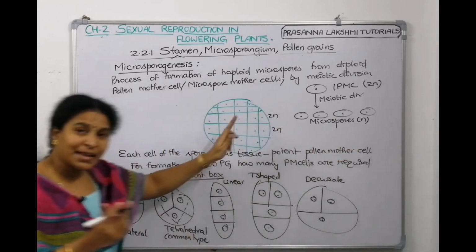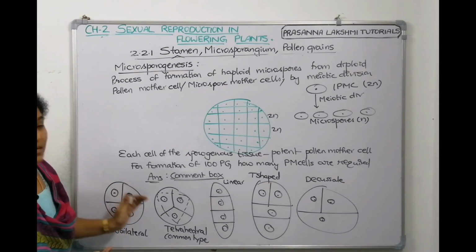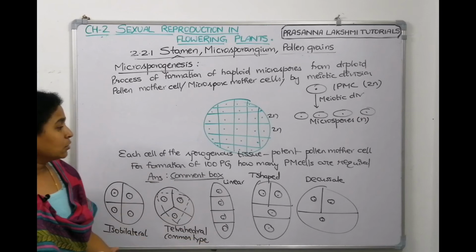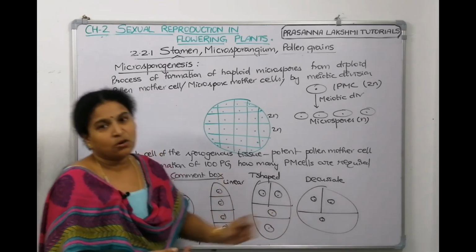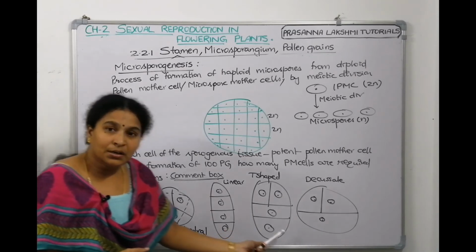So when microspores are formed from one pollen mother cell, they can be arranged like this, isobilateral arrangement. They can be arranged like tetrahedral arrangement. This is a common type. They can be arranged in the form of linear also, T-shaped also, decussate also. So all these are arrangements of microspore tetrads.